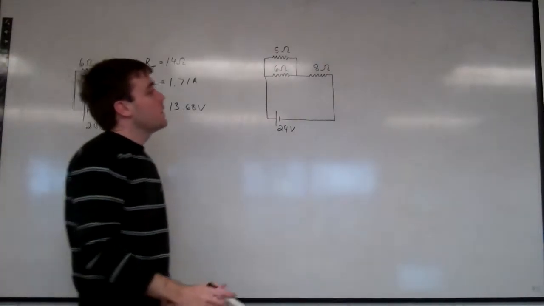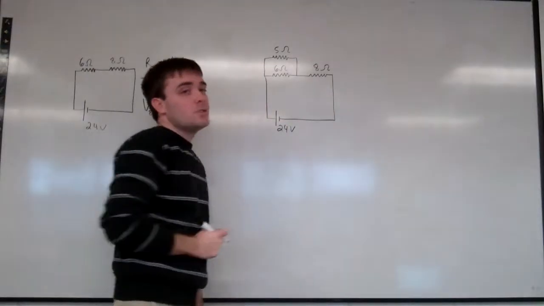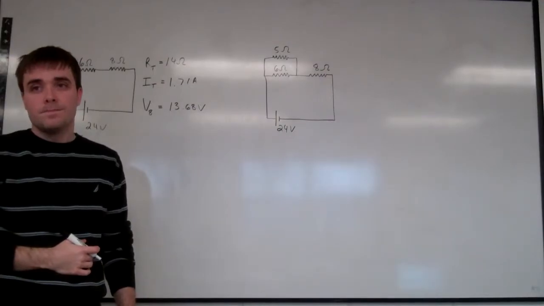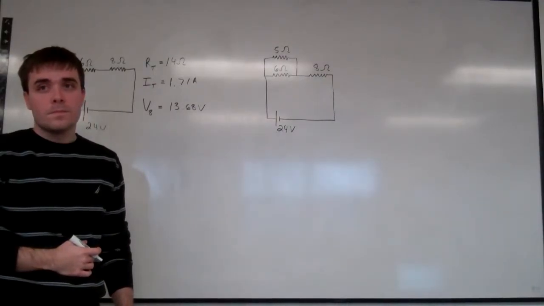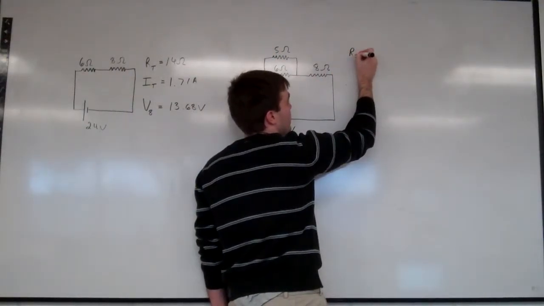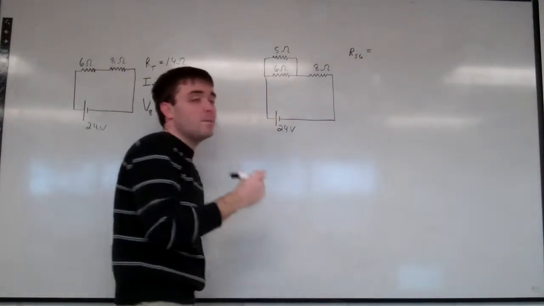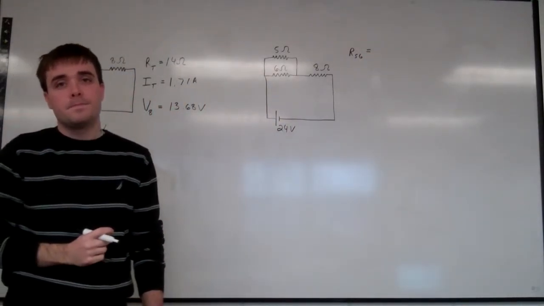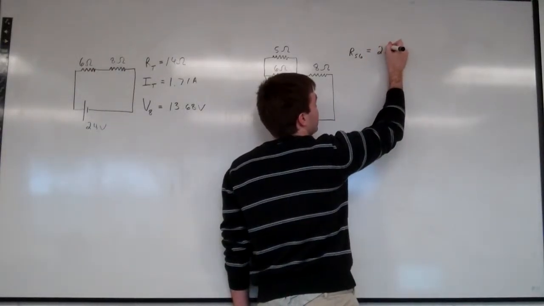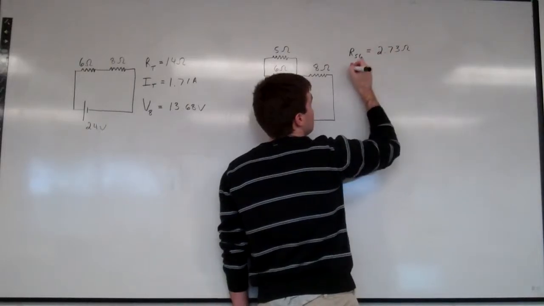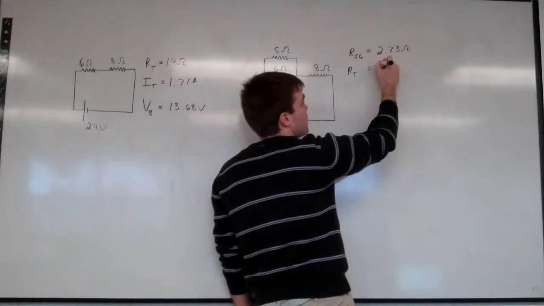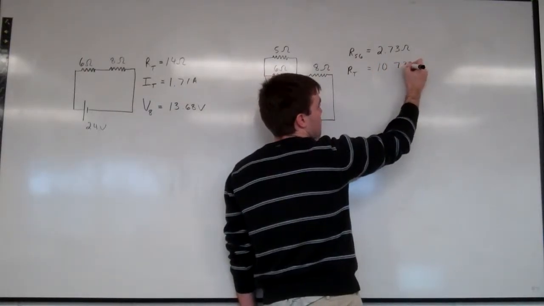Gotcha. Okay, how do we find the total resistance, the one where we added the 5 ohm one in parallel? We're going to do this one first, so R 5, 6 is 1 over 5 plus 1 over 6, and take the reciprocal of that. 2.73 ohms. And then RT is equal to 10.73 ohms.